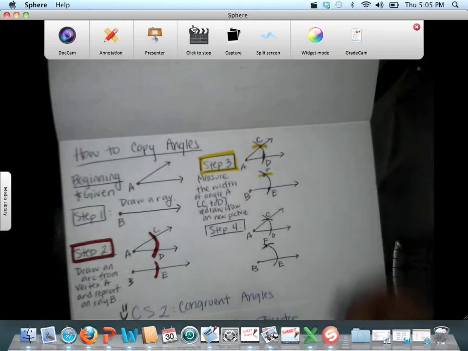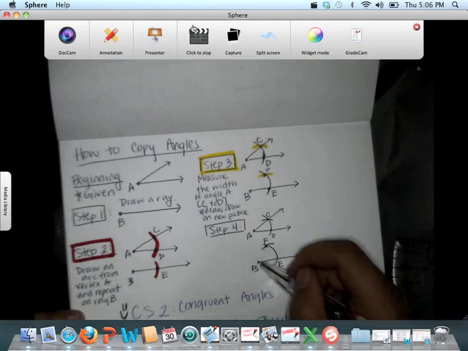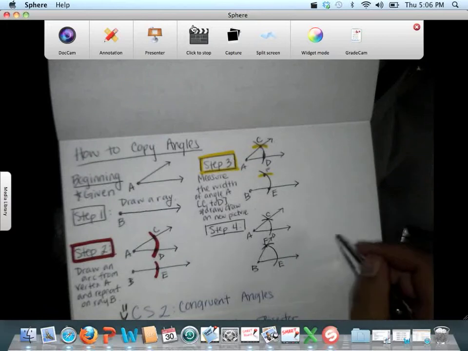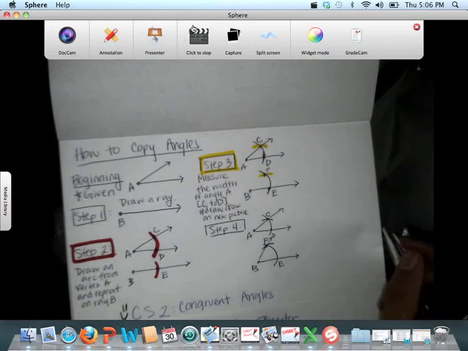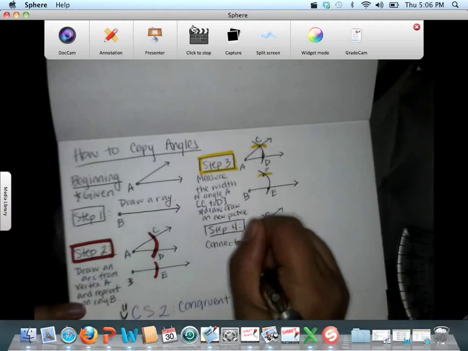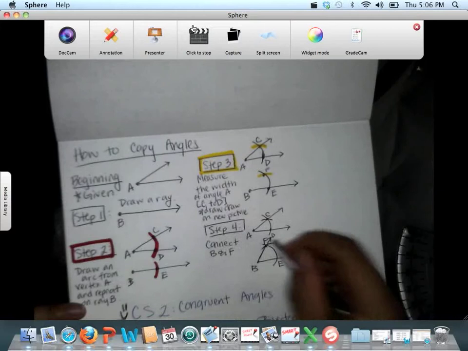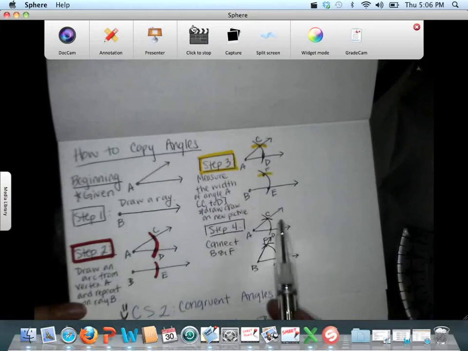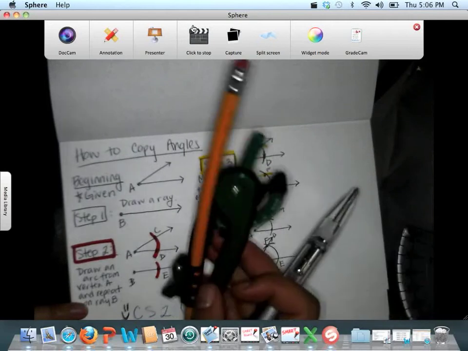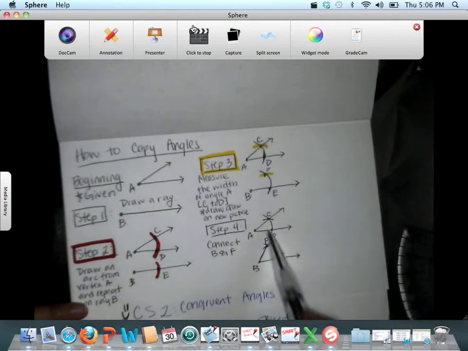The last step is just to connect B and F. Connect B and F. Now mine is a little bit off. Notice this one does look a little bit fatter than this one, but that's because I'm just sketching it. If I used my tools correctly, these would end up being the same.